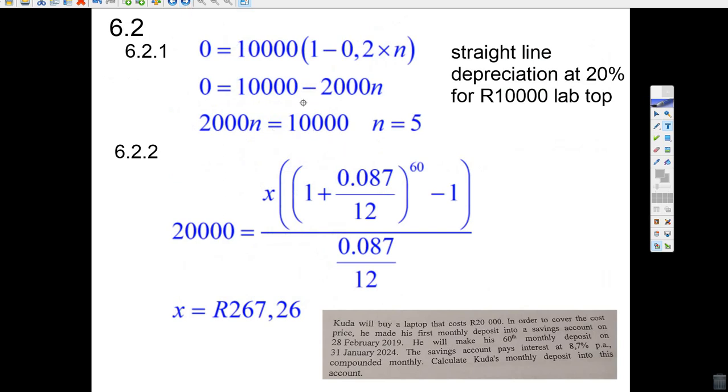They said there's straight line depreciation on 10,000. It starts losing value at 20%. How long would it take for it to disappear completely, become zero? How long would it take for 10,000 to turn into nothing?